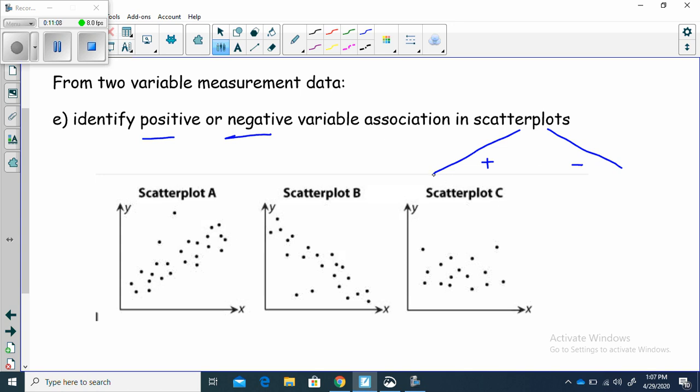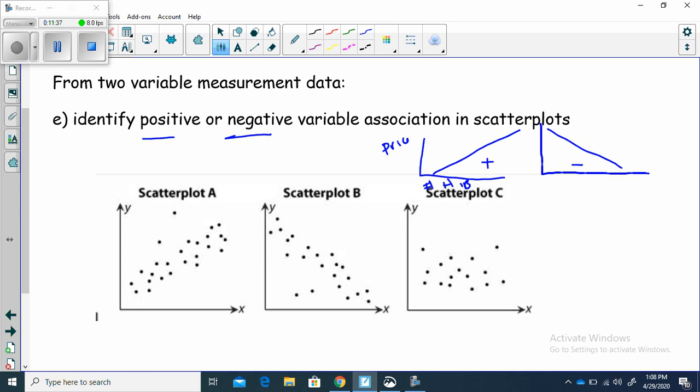Think about it this way. Your X has to go up as your Y goes up. If you're talking about the cost of the number of hamburgers, let's think about this, okay? Number of hamburgers that you're going to buy versus the price. Wouldn't the price go up as the number of hamburgers you buy goes up?